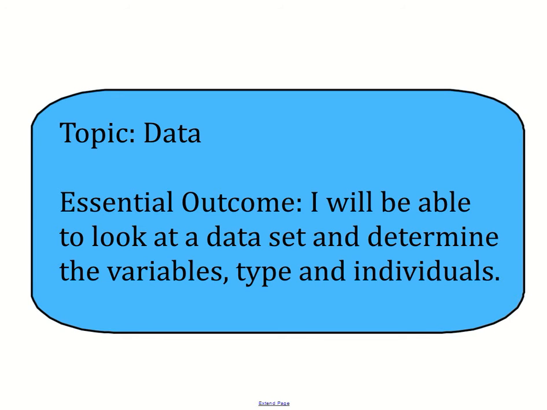This is lesson 1 of chapter 1 for probability and statistics. Our topic today is data. Our essential outcome for the day is that you'll be able to look at a data set and determine the variables, types, and individuals in the situation. Make sure you have your textbook today, as you are going to need it. You're going to be reading a few pages out of the textbook as we go through the lesson today.